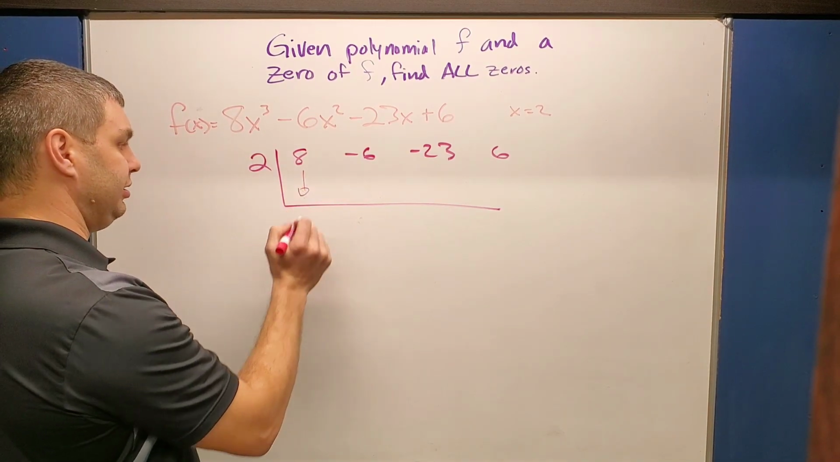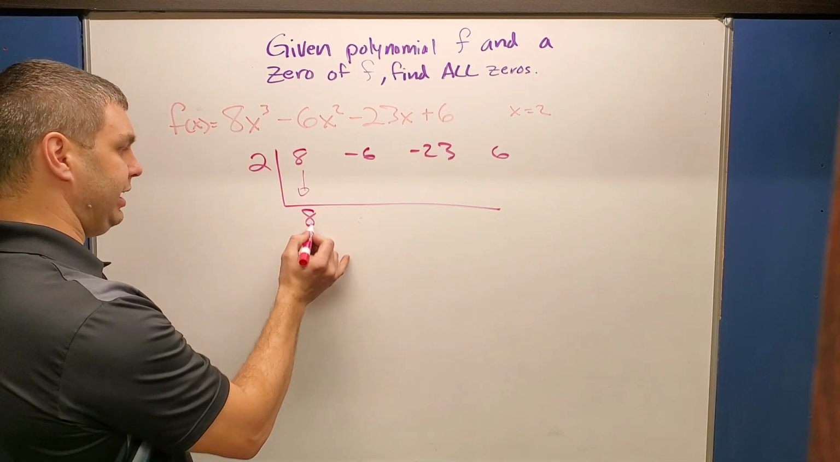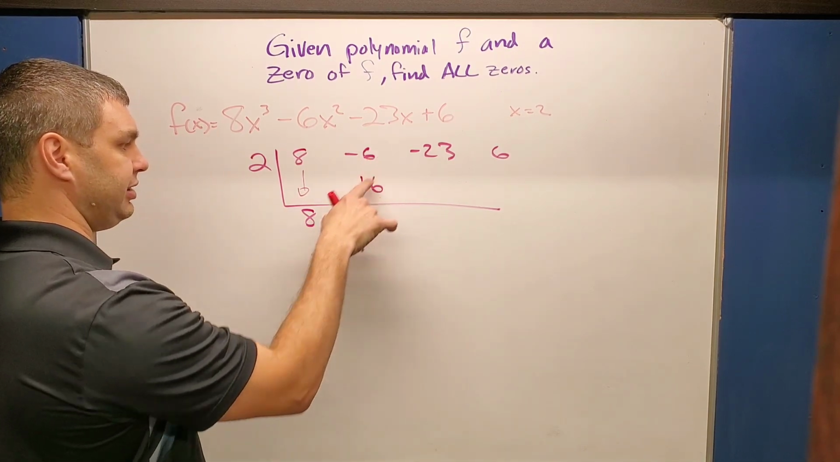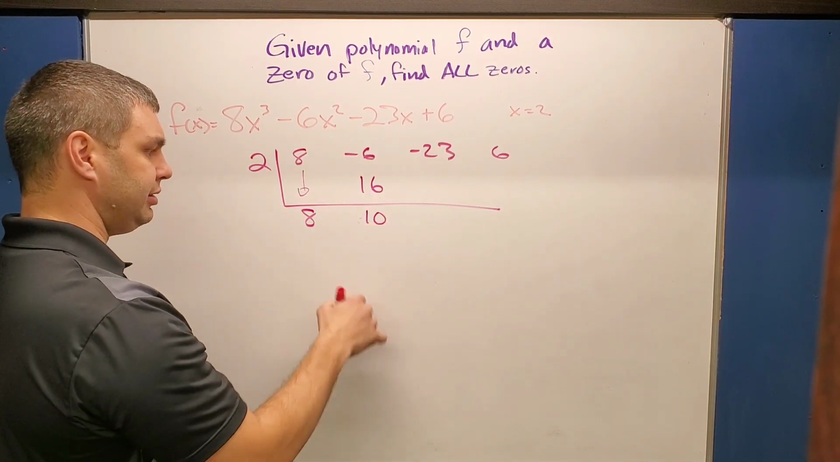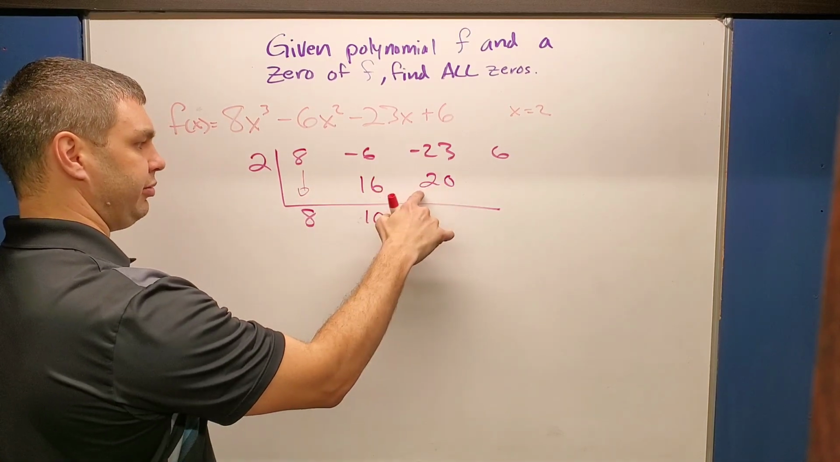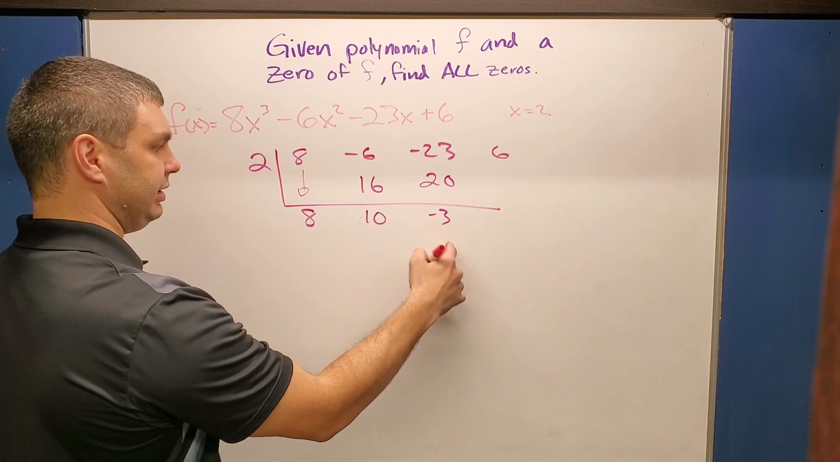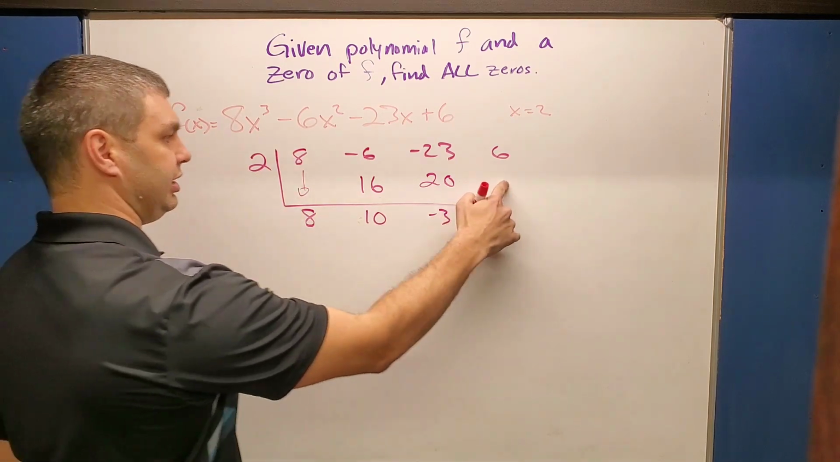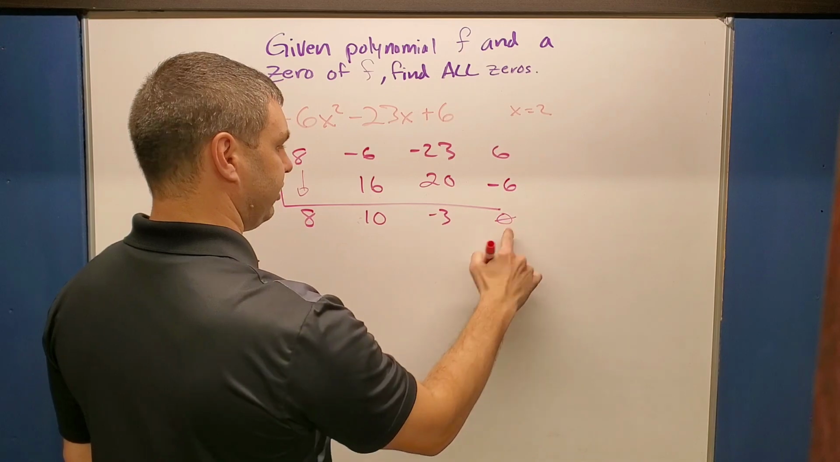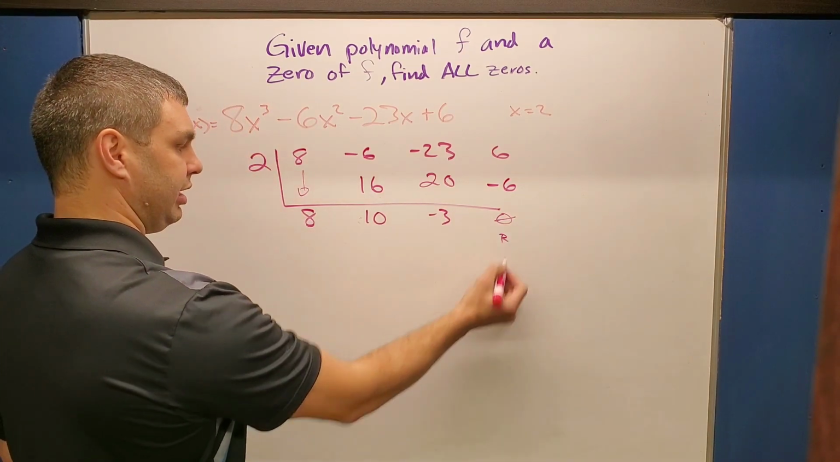All right, divide this synthetically. So we're going to bring down our 8. 8 times 2, that is 16. -6 plus 16 is a positive 10. 10 times 2 is 20. -23 plus 20 is -3, and -3 times 2 does in fact give us our -6, and so therefore I would end up with a remainder of 0.